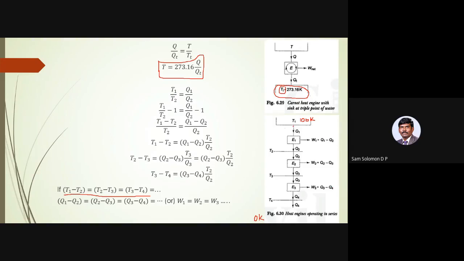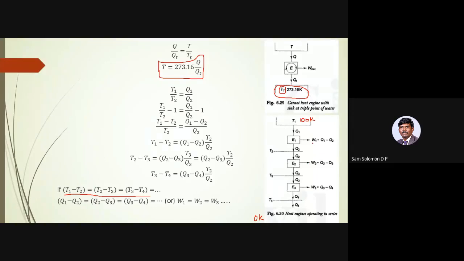Okay. I'm going to operate a series of heat engines, E1, E2, E3, E4, etc. So on and on and on. Between the temperature limits, the initial temperature source is 100 Kelvin, and the final temperature sink is going to be 0 Kelvin. And I'm going to operate the engines in such a way that the difference between the source and sink temperature is maintained in all the engines. T1 minus T2 is equal to T2 minus T3 equal to T3 minus T4 equal to T4 minus T5, on and on and on. Okay.